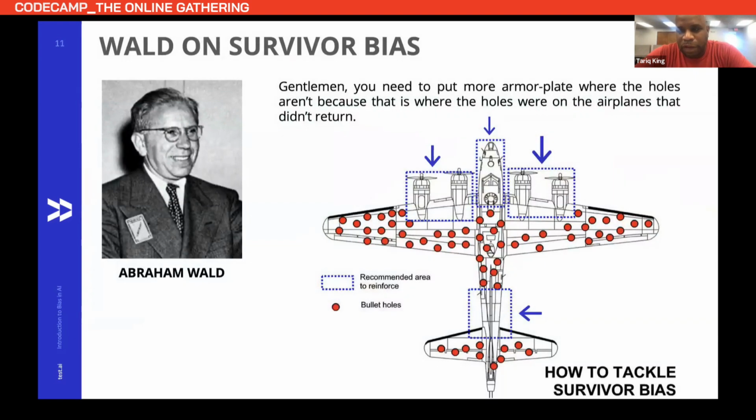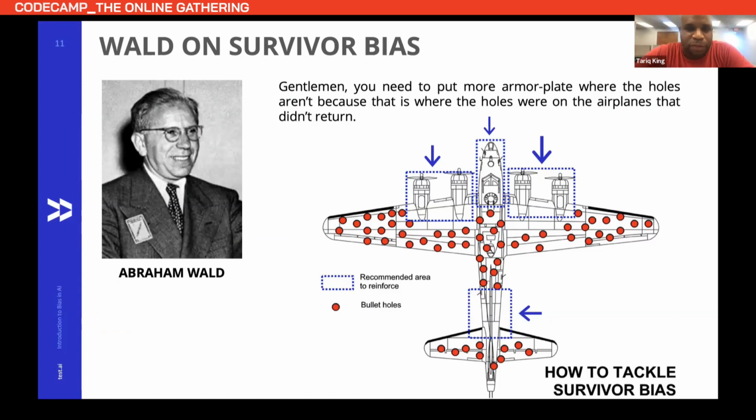And so it was a Hungarian mathematician, Abraham Wald, that looked at it and said, gentlemen, you need to really put more armor plate where the holes aren't, because the holes that are on these airplanes are on planes that returned. But the planes that didn't return are the ones where they probably had holes in the other areas, right? And this is a classic idea of what's called survivor or survivorship bias, where we tend to focus on those cases of things that survived, right?